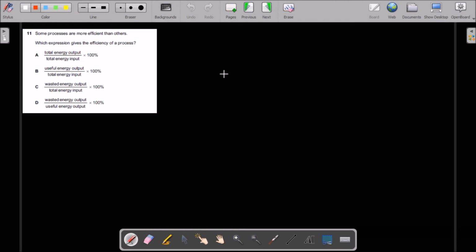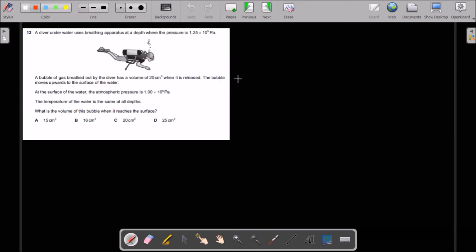Question 11. Some processes are more efficient than others. Which expression gives the efficiency of a process? We know that according to the efficiency formula, efficiency is useful energy output divided by total energy input times 100%. That's why B is right.